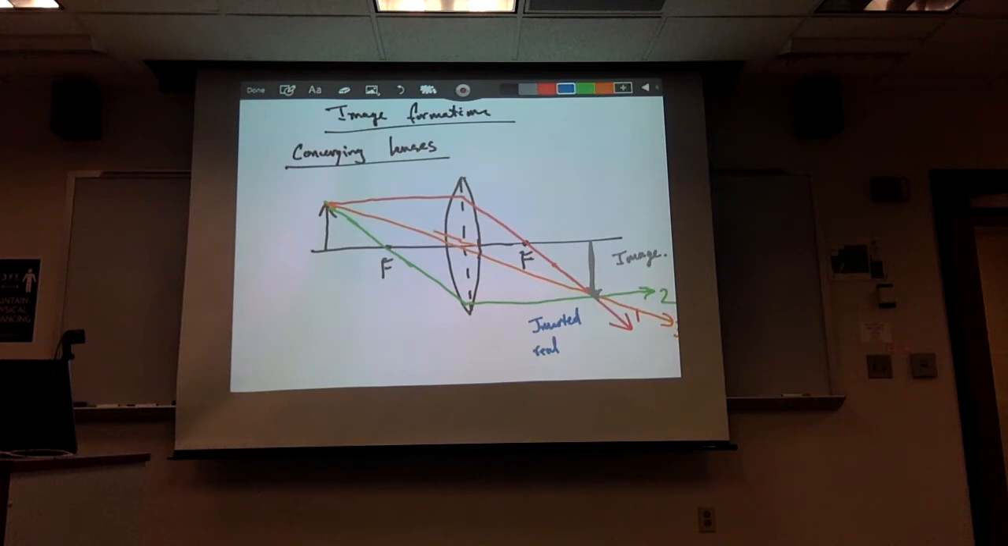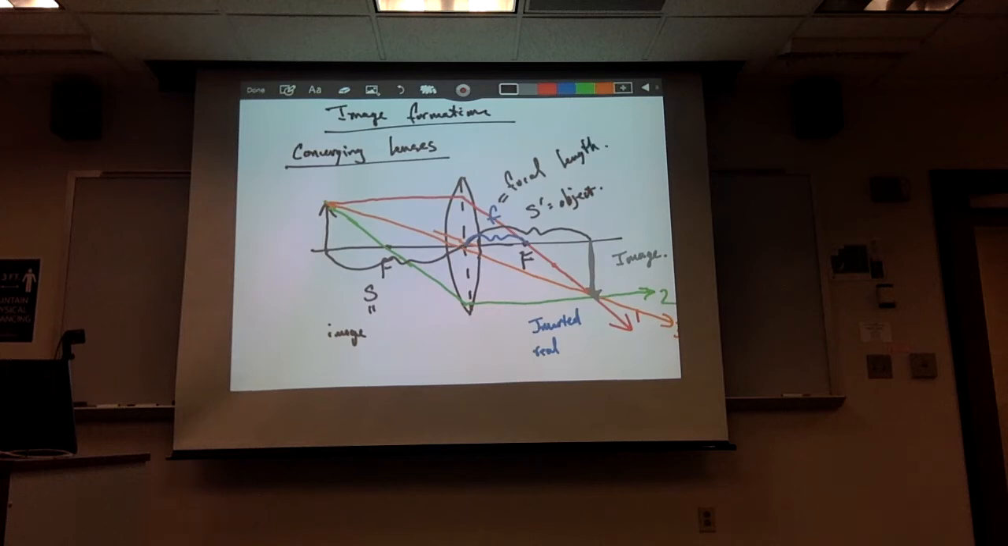Other things, let's get notation out of the way. This distance from the center of the lens to the location of the object is what we call the object distance. This distance from the center of the lens to the location of the image is called the image distance. And again, the distance from the center of the lens to the focal point is what we call the focal length. This is my image distance, my object distance, this is my focal length. So these are my converging lenses. Not too bad. So how do diverging lenses work then?